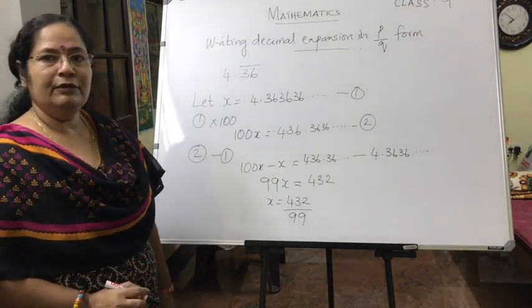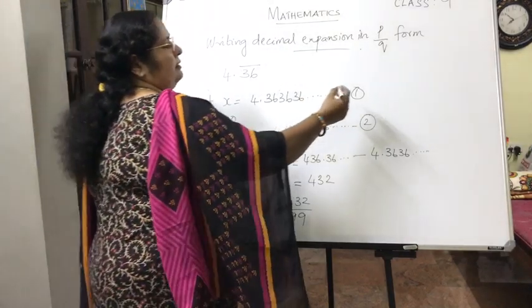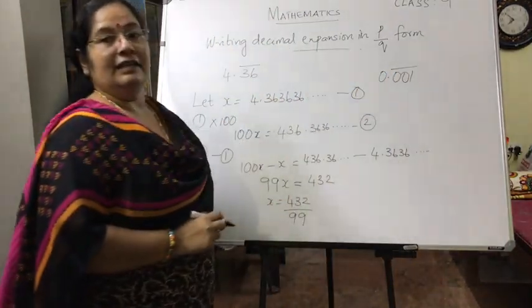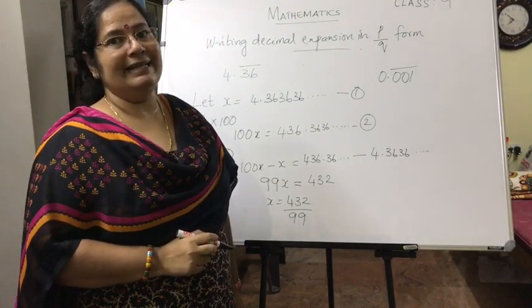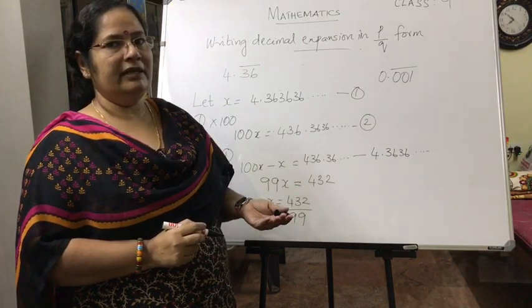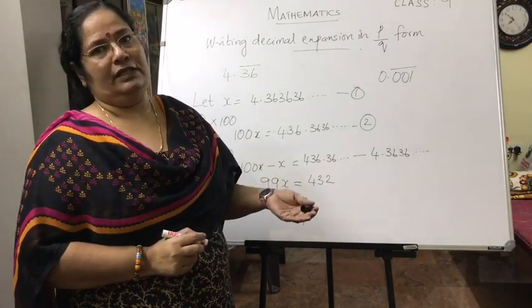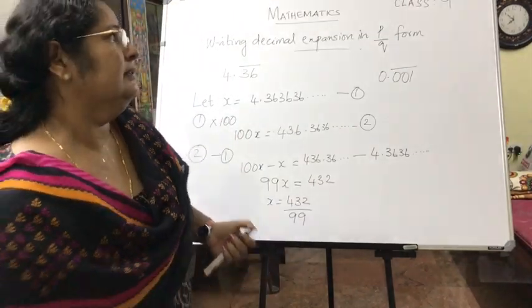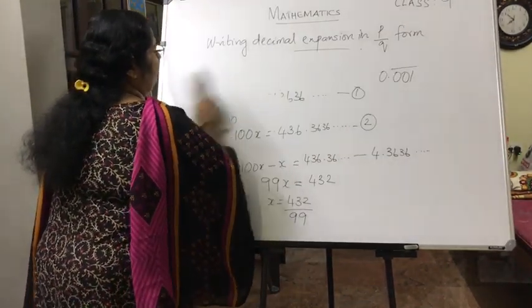Is it clear for you? Now suppose you have a number, say 0.001 bar. The bar is over how many digits? 3 digits. That means 3 digits are being repeated. So with what should you be multiplying? You will be multiplying with 1000. Is it clear? Now we will be dealing with another situation.